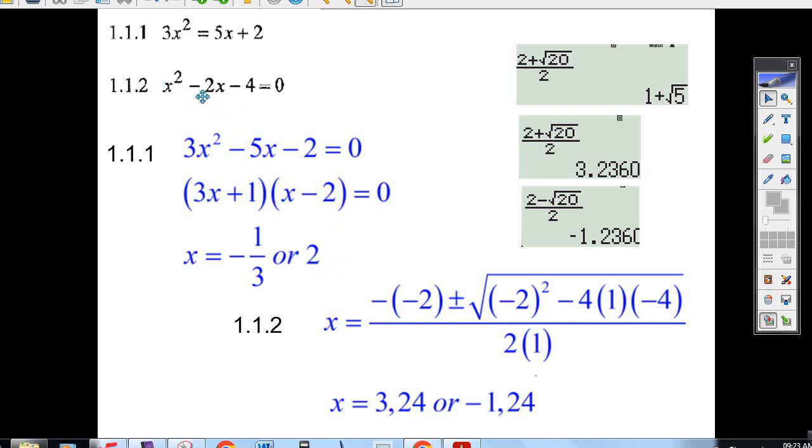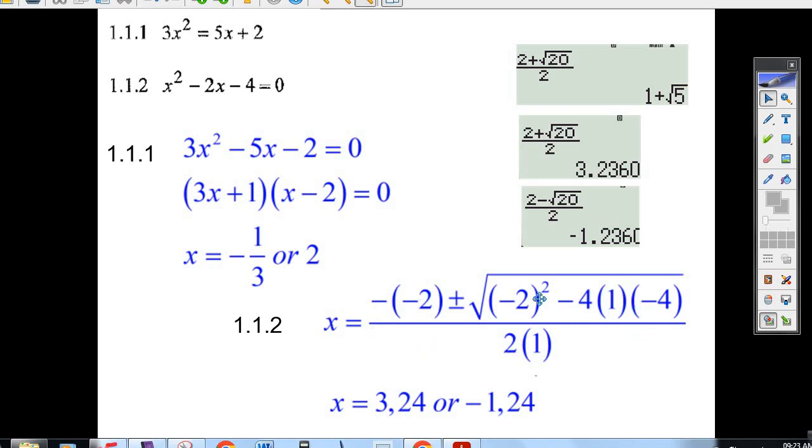Now the next question. a is 1, b is minus 2, c is minus 4. I think it's worth 4 marks. That's a hint that you're going to need to use the quadratic formula: minus b plus or minus the square root of b squared minus 4ac, over 2a. If you put a bracket and you put what b equals, which is minus 2, you put what a equals, which is 1, and you put what c equals, which is minus 4, you can't possibly make a mistake.